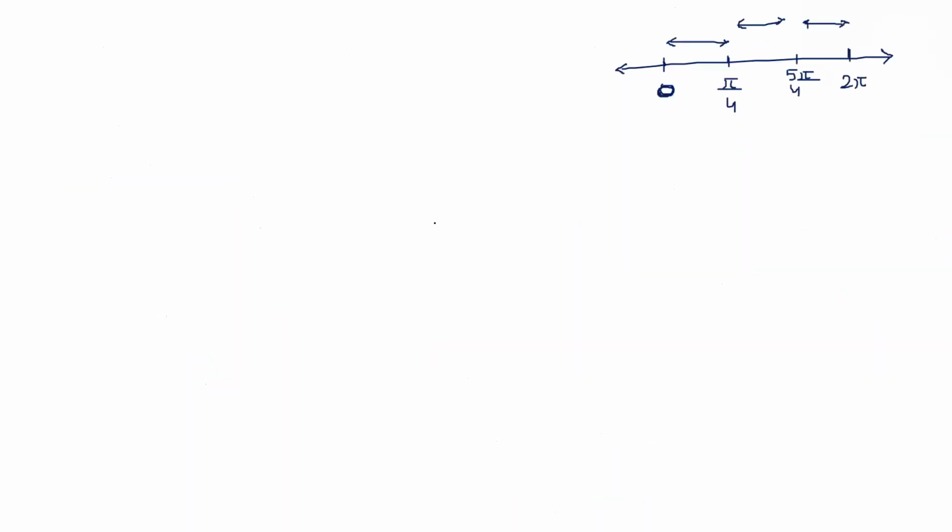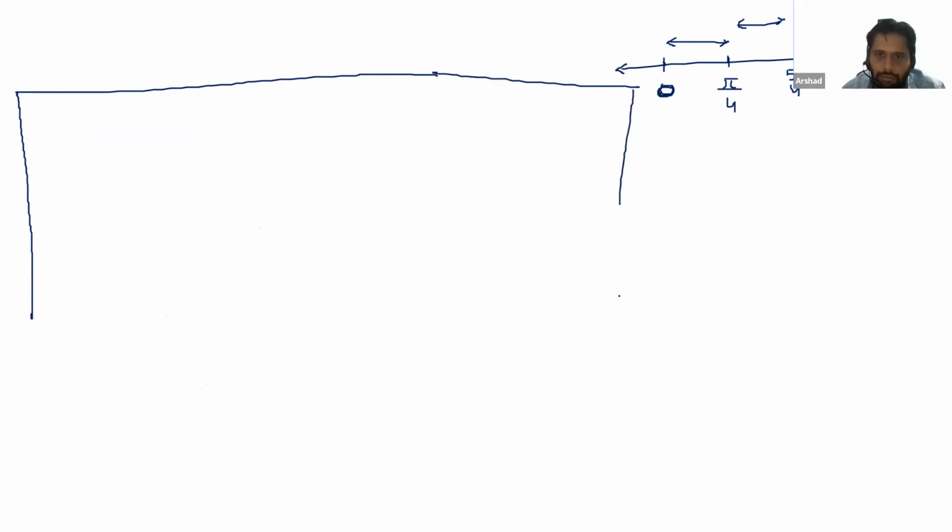In which interval is it strictly increasing? Yes, sir, it is strictly increasing in (0, pi by 4) union (5 pi by 4, 2 pi), and decreasing in (pi by 4, 5 pi by 4). Okay, great. All of you, please check here.